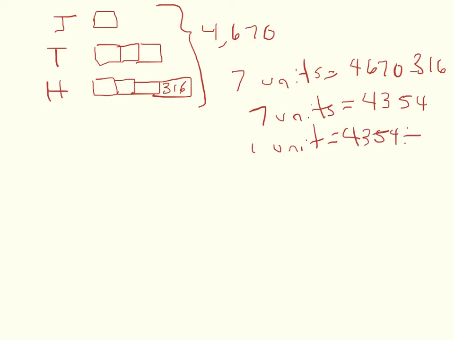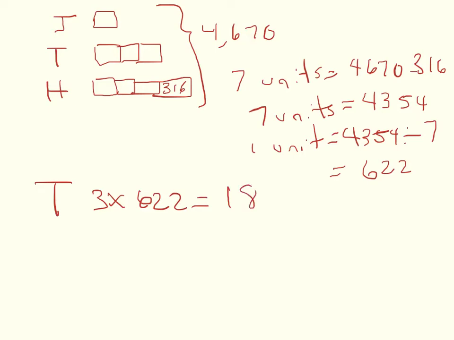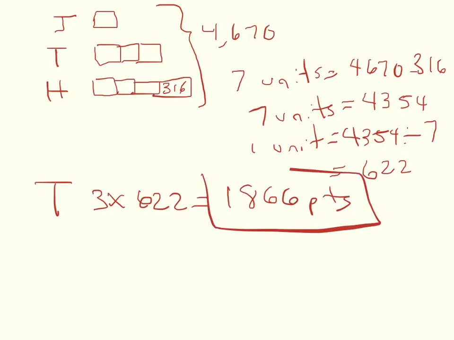4,354 divided by 7, which is equal to 622. So that means every little rectangle is equal to 622. And it says, how many did Teddy score? Well, Teddy is 3 units, so it will be 3 times 622, which is equal to 1,866 points. And that is the answer to the question.